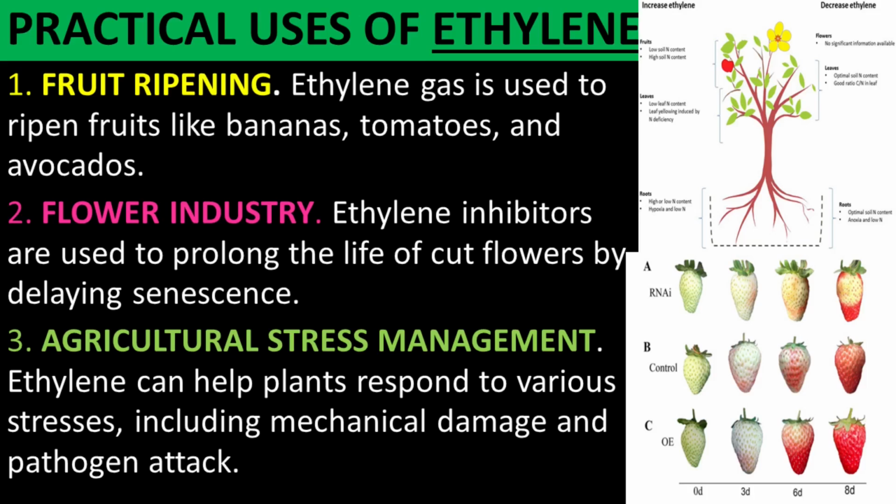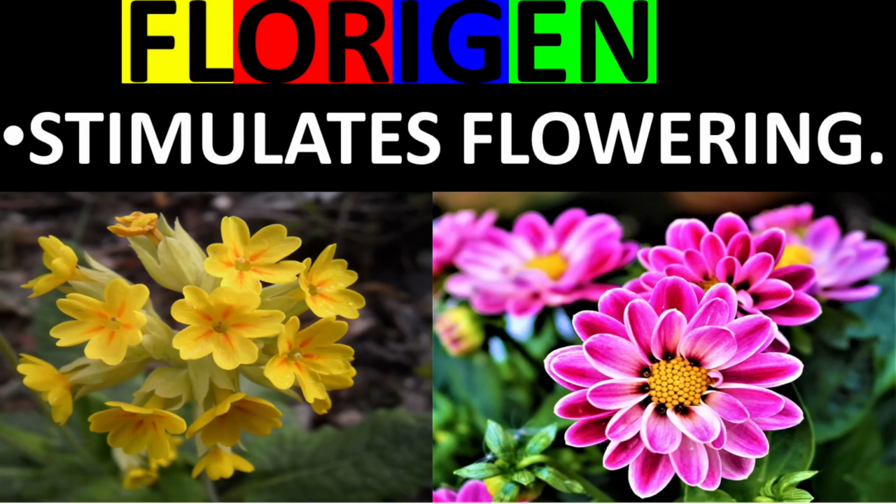Flower industry: ethylene inhibitors are used to prolong the life of cut flowers by delaying senescence. Agricultural stress management: ethylene can help plants respond to various stresses, including mechanical damage and pathogen attack. Florigen. It stimulates flowering.